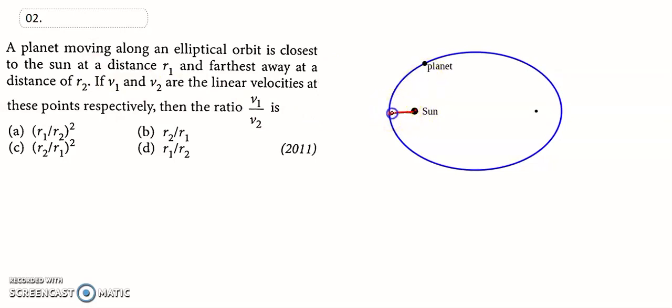For example, the planet's distance here is r1, and further away, the planet is here at a distance of r2. If the speed here is v1, then the speed here is v2. The question is, if the linear velocities are respectively v1 and v2, then v1 by v2 is what?